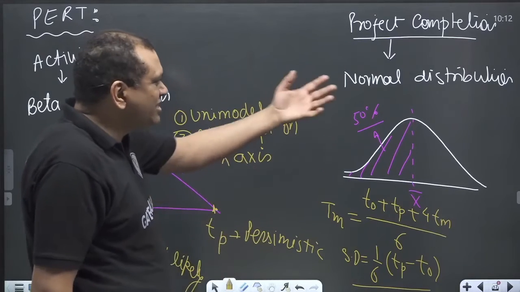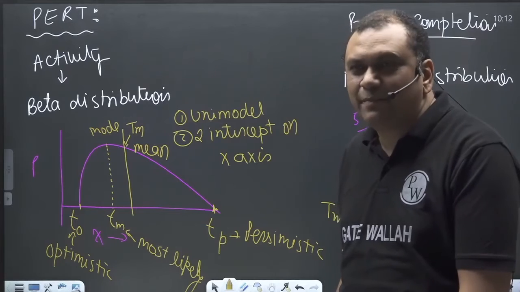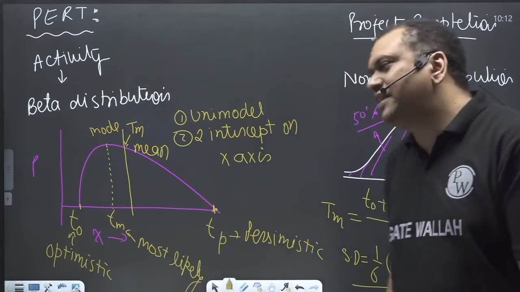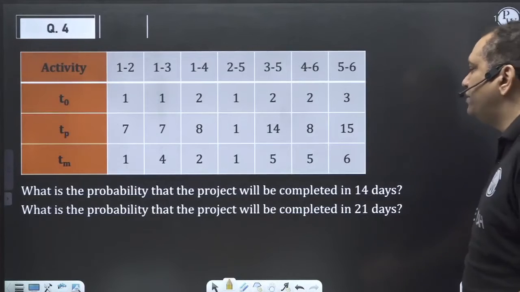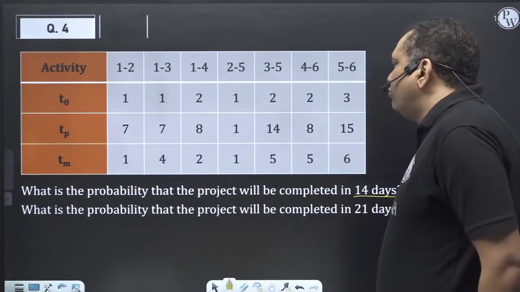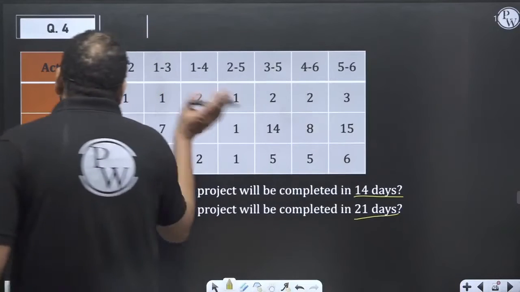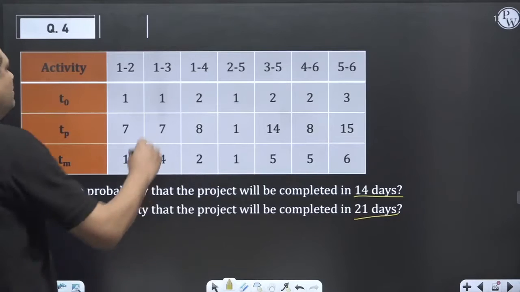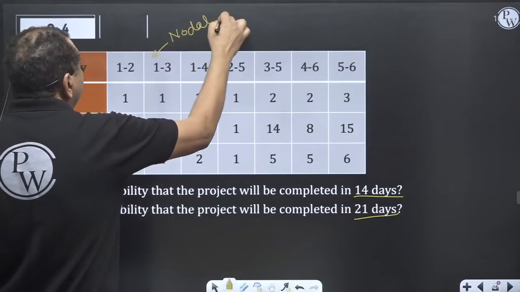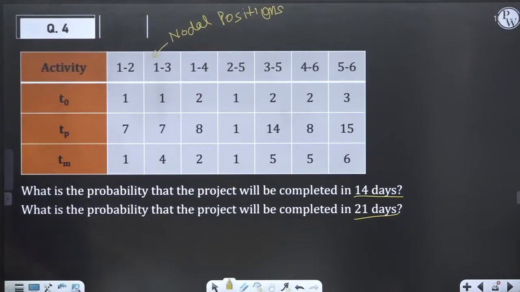Okay, so project completion time follows a normal distribution. These things I will explain to you with the help of an example. This is the example. What is the probability that the project will be completed in 14 days? What is the probability that the project will be completed in 21 days? There are two examples here. So for each activity, optimistic time, pessimistic time, and the most likely time are given to you. Because the nodal positions are given to you, it's easy to construct the precedence diagram.